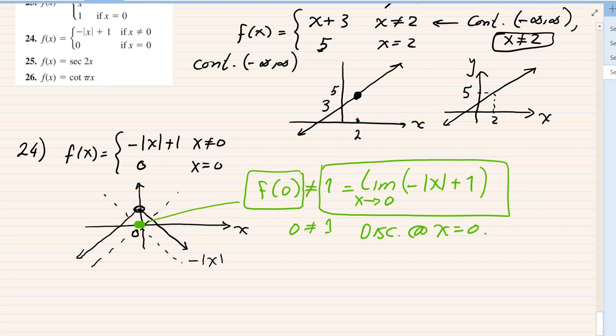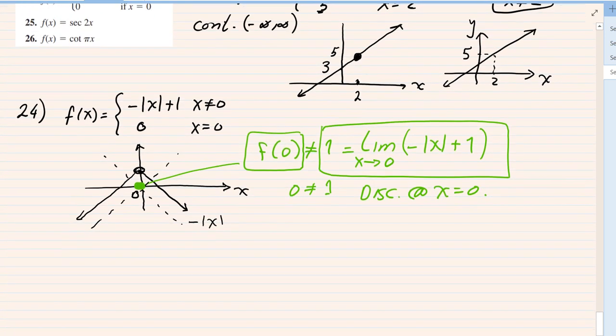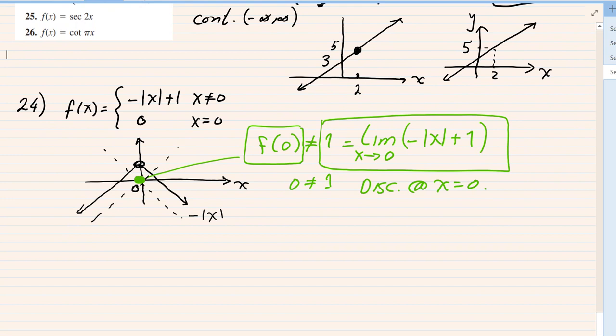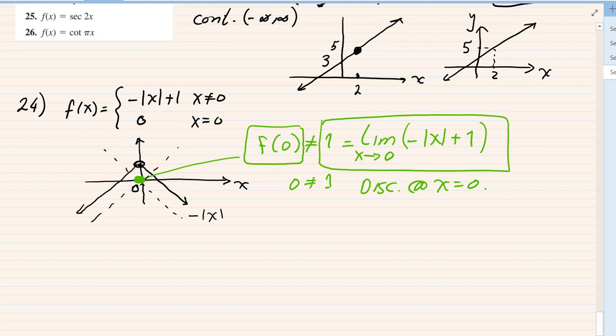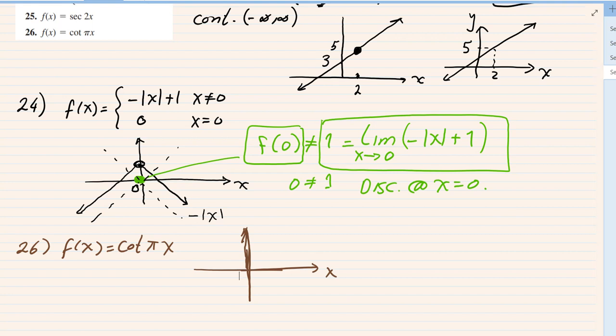So when we look at, for instance, let's say number 26, cotan pi x, let's take a look at this one. And let me switch my pen. Okay. We're going to do number 26. Number 26, f of x is cotan pi x. Now, if you recall the graph of cotangent, let me fix this line. Okay, sorry.